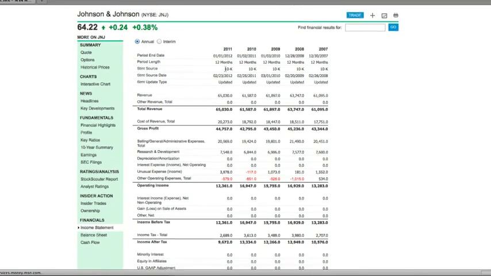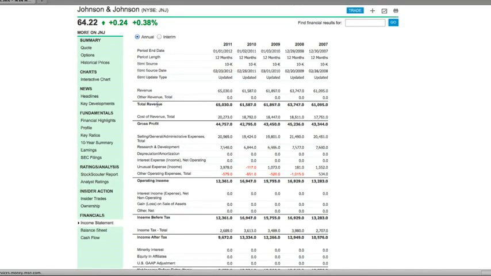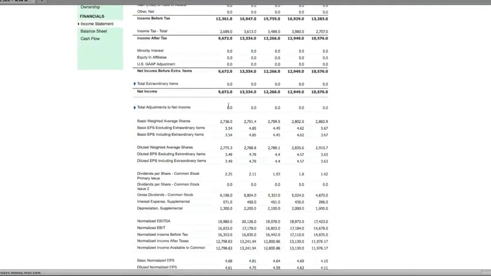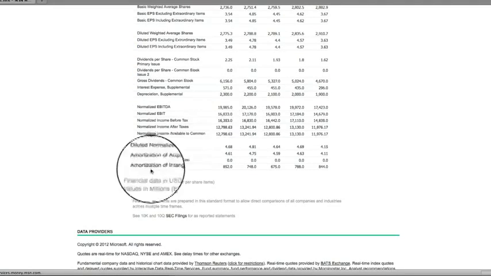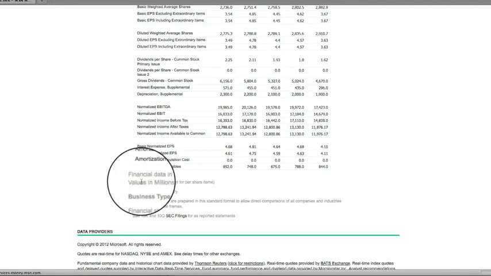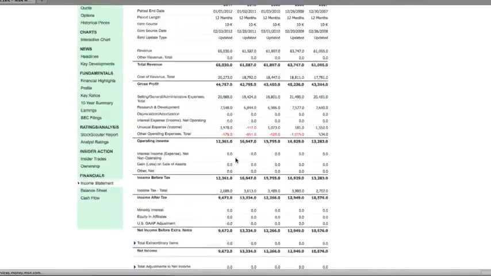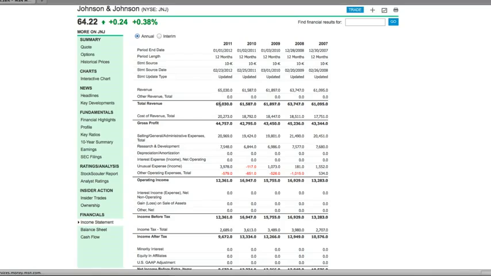If you remember, the total revenue was the money that came into the business before any of the costs were subtracted. So there's that number. That's your total revenue. For Johnson & Johnson, this is $65 billion because these numbers are in millions. If you scroll down to the bottom, it shows you that those numbers are in millions right here: financial data in USD, values in millions. So whenever you look at that number, it's actually in billions. So that's $65 billion.